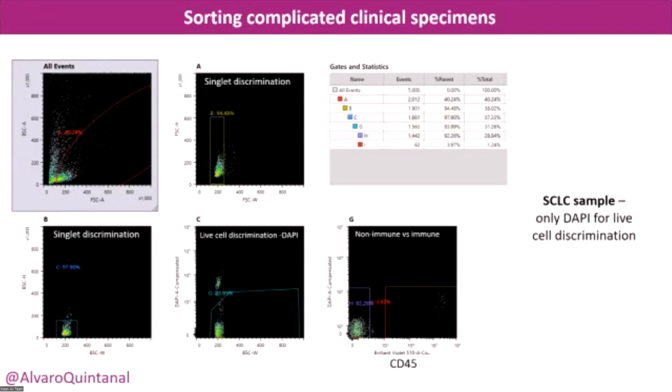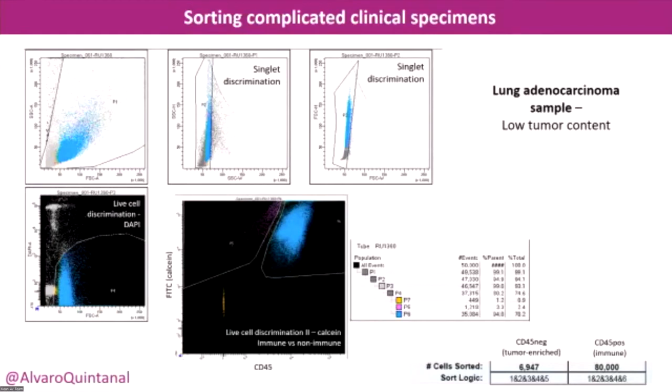And it was challenging because we were not able to distinguish between those cells that were negative for DAPI and those that were small debris that will stain negative for DAPI like this. So that's why we decided to include a second viability marker, which was calcein. Probably not the ideal either, but most informative for sure. And here I'm showing you another clinical sample. In this case, it's an adenocarcinoma with low tumor content.